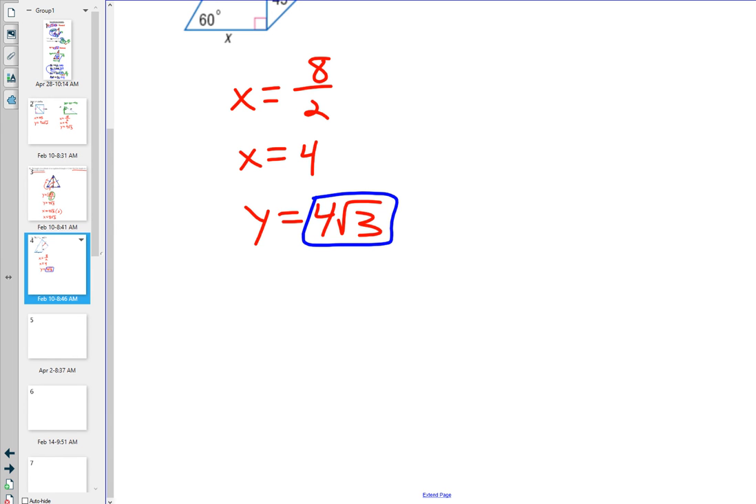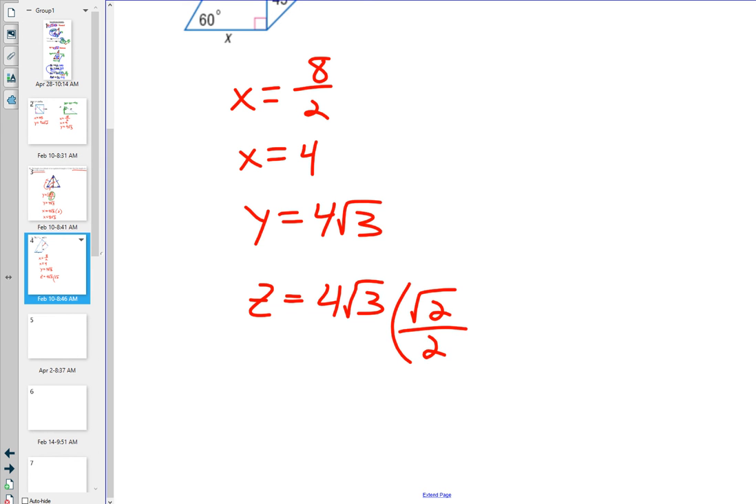So I'm going to prefer to use the alternate one, the one that I gave you to help baby you guys. So start off with that 4 square root of 3, but instead of dividing by square root of 2, what did I tell you to do? Multiply by square root of 2 over 2. That's the same thing as dividing by square root of 2.